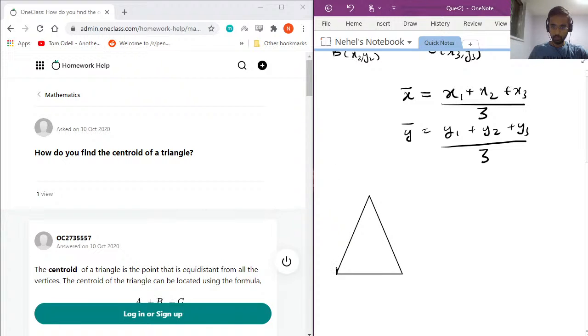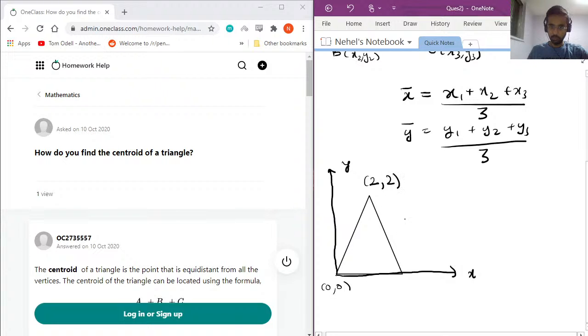Okay, and it's on this axis, just so you can visualize what it looks like drawn on an axis. This is the x-axis and this is the y-axis. So the first edge is on the origin, so at 0, 0. Let's say this point is at 2, 2, and then this point is at 4, 0.